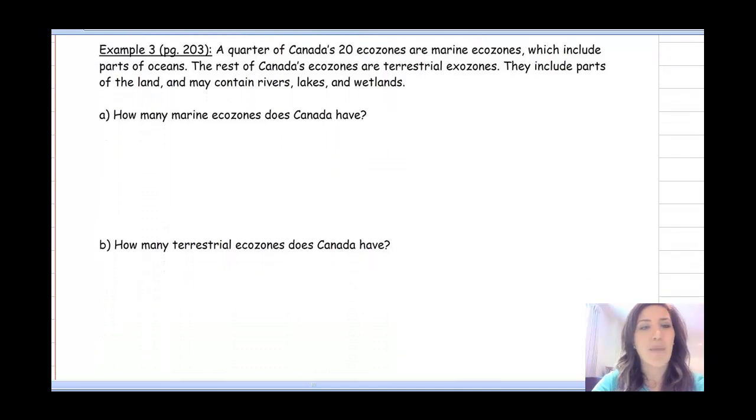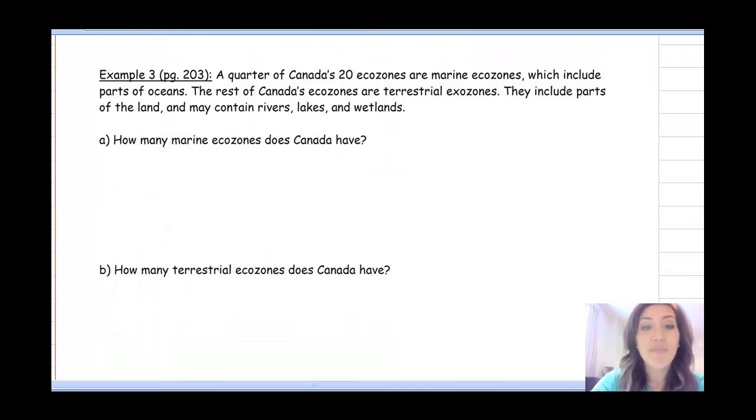And finally, example 3. A quarter, what's a quarter? A quarter is 1/4. If you think about quarters in money, you need 4 quarters to make a dollar. So it's 1/4. A quarter of Canada's 20 ecozones are marine ecozones, which include parts of the ocean. So we can say, okay, we've got 1/4 are marine. And then the rest of Canada's ecozones are terrestrial, land ecozones. They include rivers, lakes, and wetlands even in the land.